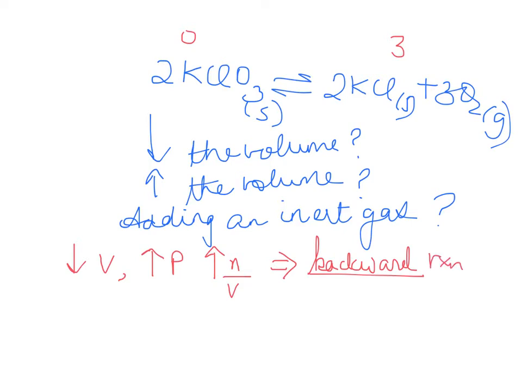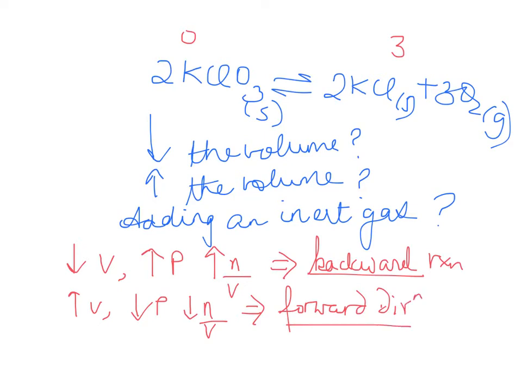On the other hand, if you increase the volume, that means you are expanding, you are decreasing the pressure. That means you're reducing the number of moles per unit volume, which implies you're going to go in the forward direction. And if you add an inert gas, adding an inert gas is not going to do anything, so that will have no effect.